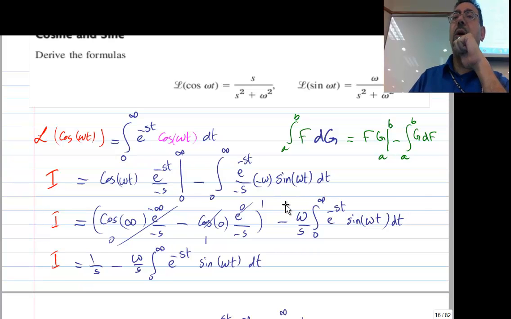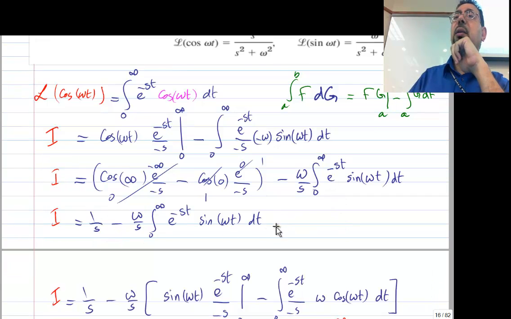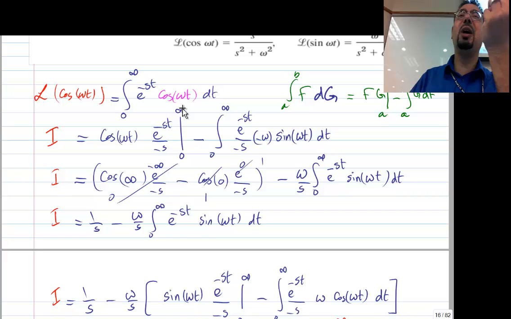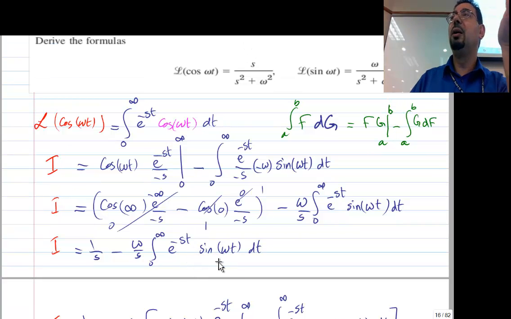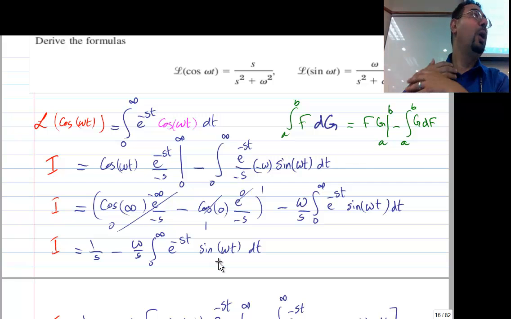So you substitute the two limits over here. Those two will end up being 1 over s, and we have e to the minus st sine omega t. That's like the same problem again. We started with e to the minus st cosine, and we end up with e to the minus st sine. You know where things are going? How's that gonna finish? Do it one more time.